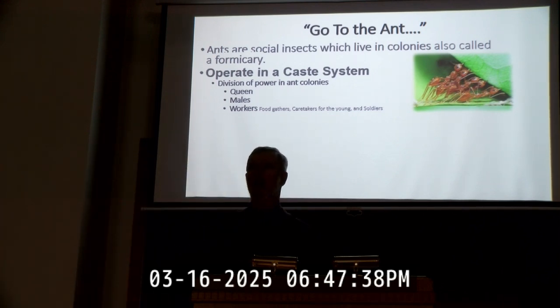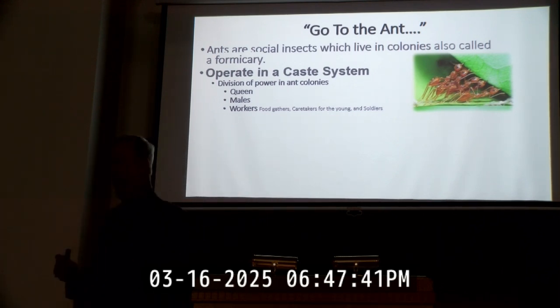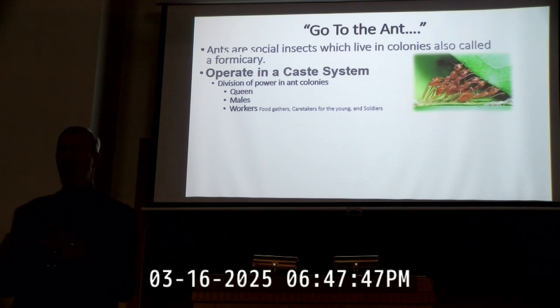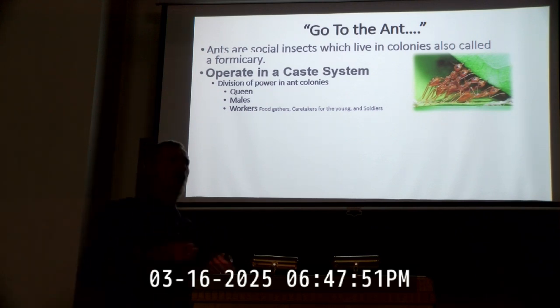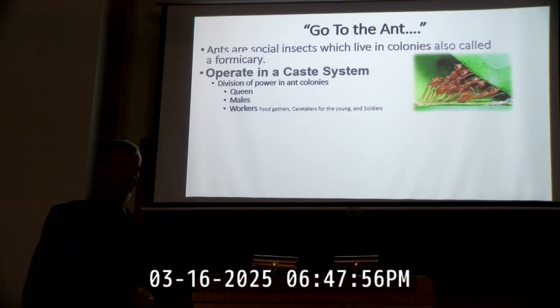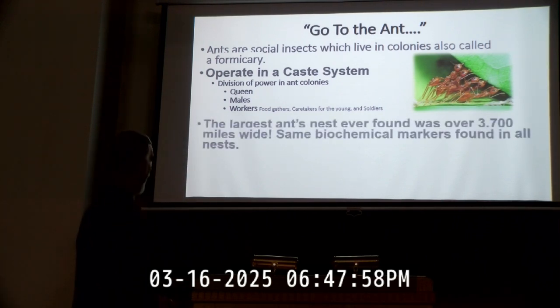And so that caste system is even more amazing when there are 2 or 3 million of them in an anthill, to realize that somehow they're communicating with one another. Somehow they know their role. Somehow they know their job. They know what they're responsible for and go about taking care of that.